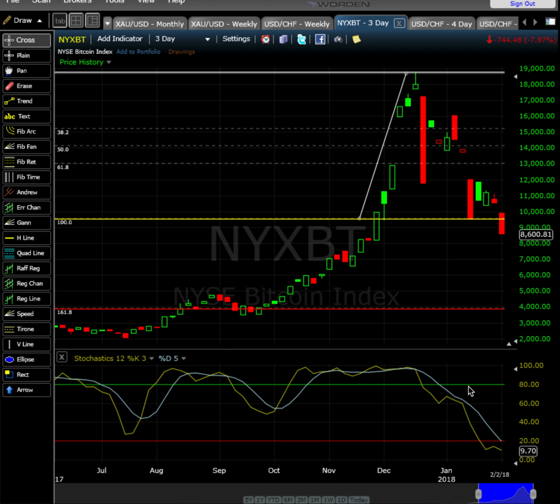I'm not going to deal with this stochastic because it has not crossed over, meaning this olive color hasn't crossed over this bluish gray looking color, and I think we got a lot of damage left to do to Bitcoin in probably a short amount of time, combined with dollar strength.